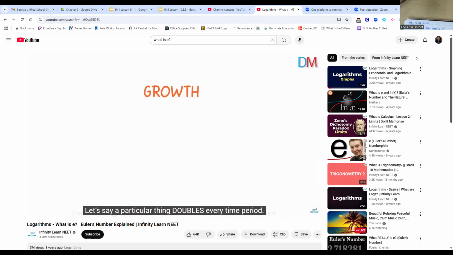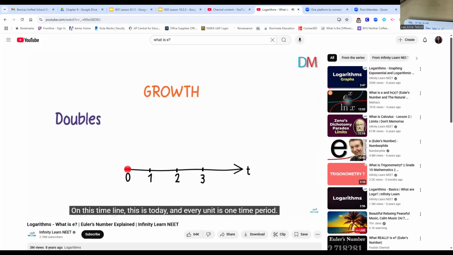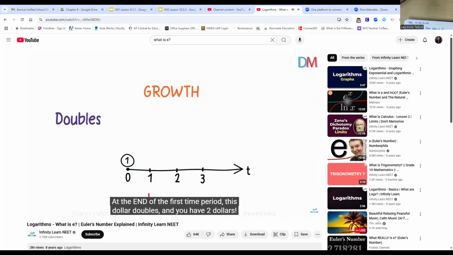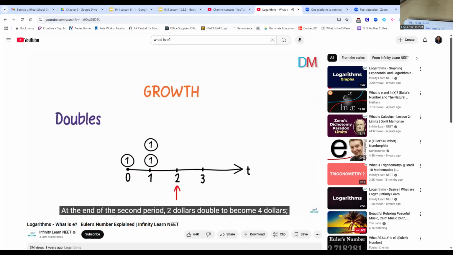Let's say a particular thing doubles every time period. On this timeline, this is today, and every unit is one time period. Assume you have $1 with you. At the end of the first time period, this dollar doubles and you have $2. At the end of the second period, $2 double to become $4. And at the end of the third period, we have $8.